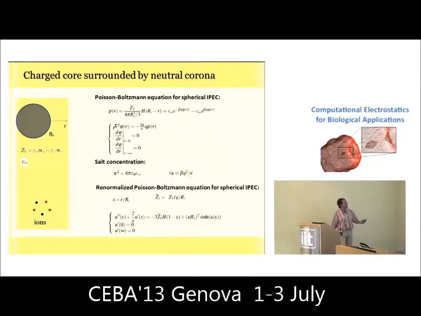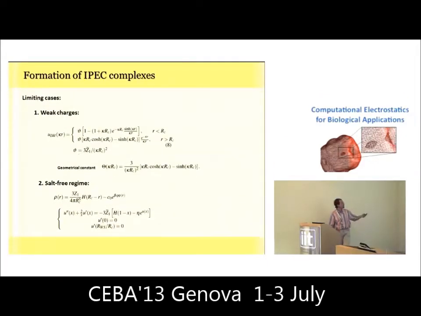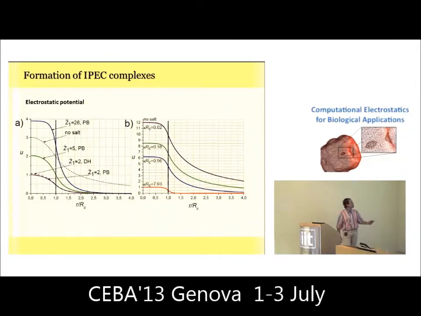We write a Poisson-Boltzmann equation for a spherical complex which contains m plus and minus chains. It is a standard procedure that you already know: you can have a salt concentration, and if you renormalize the Poisson-Boltzmann equation, you can also have the Debye-Hückel approximation for weak charges, and also you can solve an analytical equation for the salt-free regime. And so the results are the following.